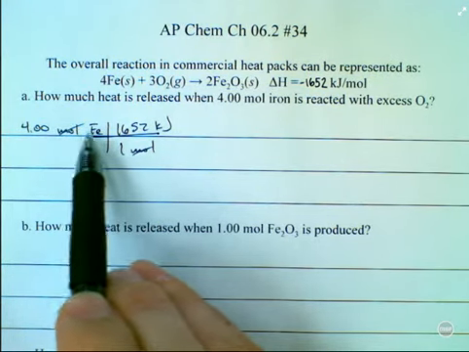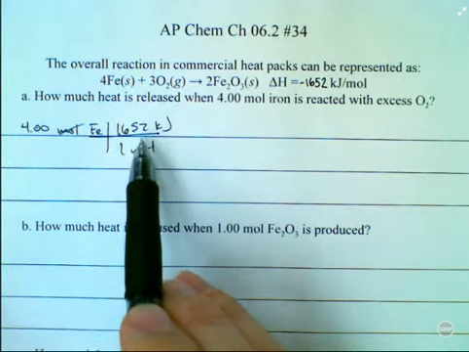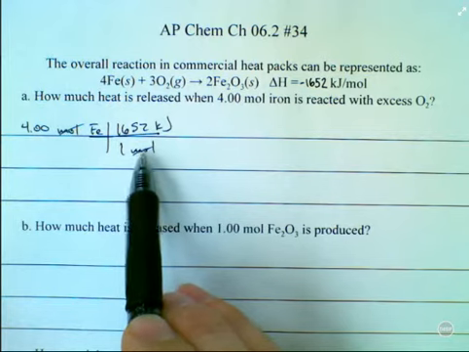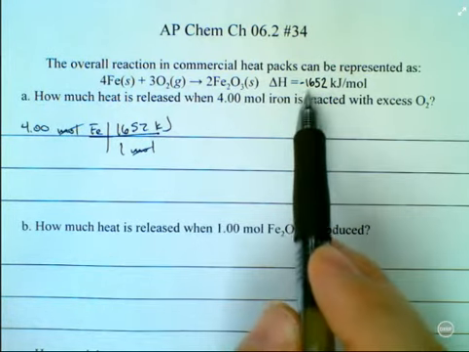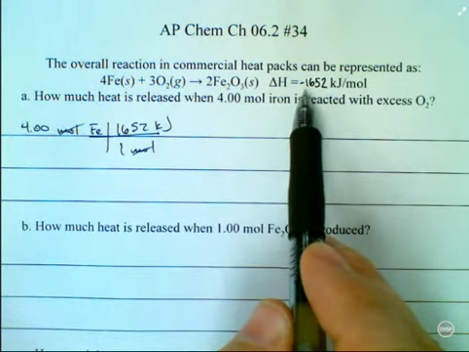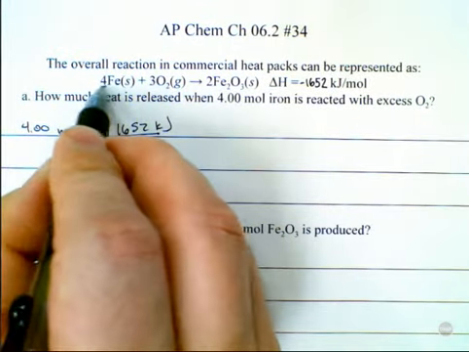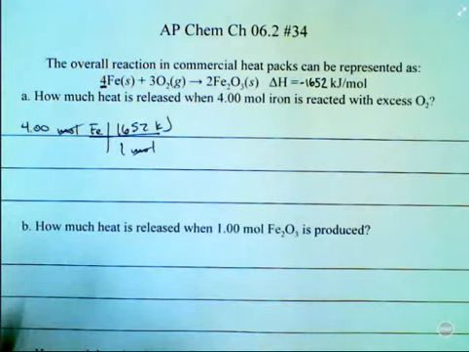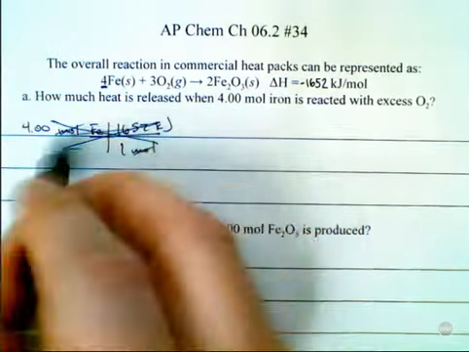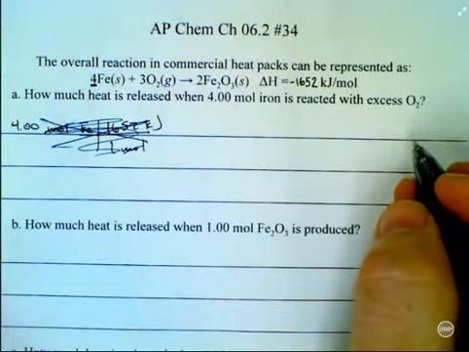You have to have the same... this has to have a value of 1. And for every 1 mole of iron, you do not get negative 1,652 kilojoules. It's for every 4 moles of iron reacted that you get that amount of heat. So we can't use this setup.